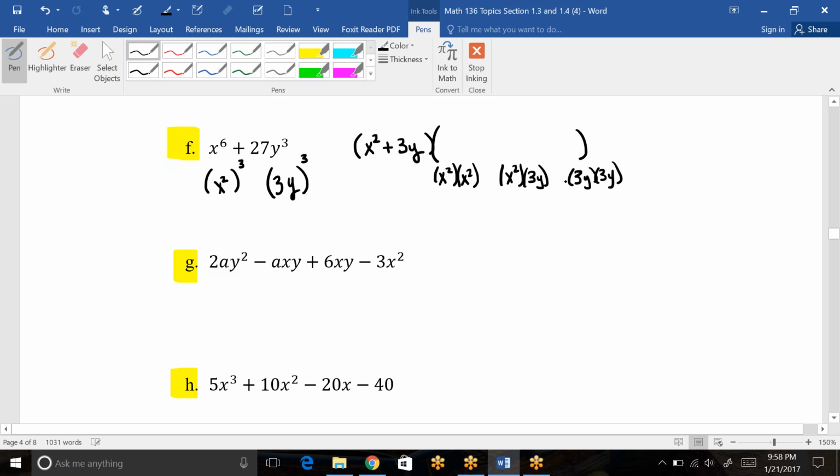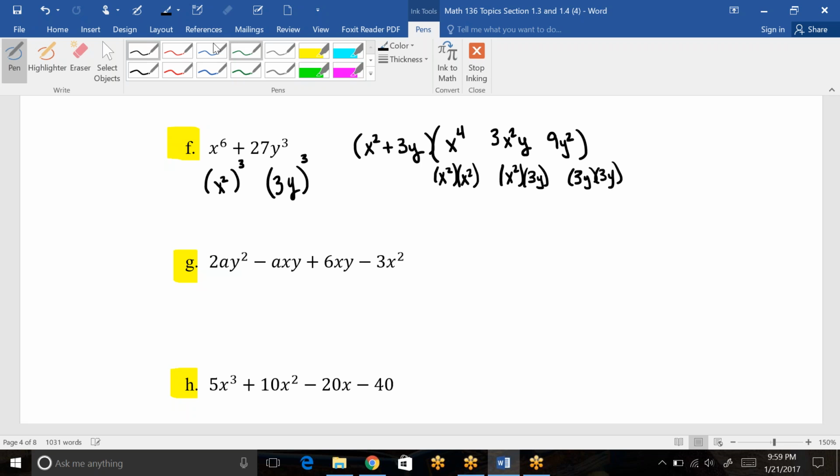Now, this isn't just something random that we decide to do. The reason this works out the way it does and why it factors this way is when we put in our signs, if you were to FOIL or distribute all of this out, all of the middle terms cancel and you just get this and this left over. So x squared times x squared is x to the 4th. I don't worry about my signs yet. This would be 3x squared y, and 3y times 3y is 9y squared.